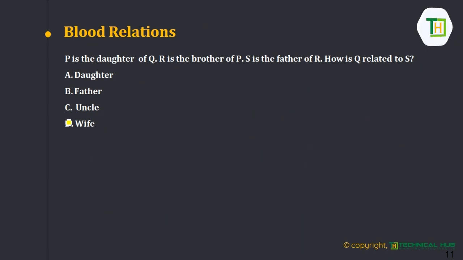Okay. Next one, P is the daughter of Q. A simple statement from blood relations. P is the daughter of Q. Q is there and Q's daughter is P. Since daughter, I'll represent with a minus. R is the brother of P, brother that belongs to the same generation, so I'll represent with a positive symbol. S is the father of R. So S is the father of both P and R. If S is the father, then S and Q are the couple, and Q will be the mother.